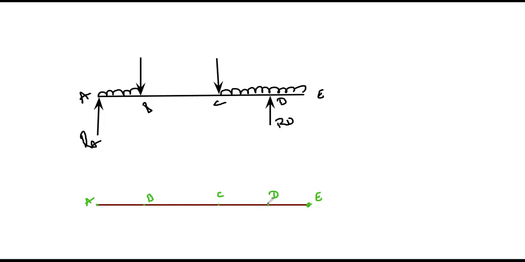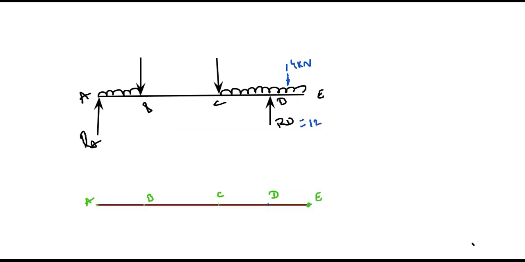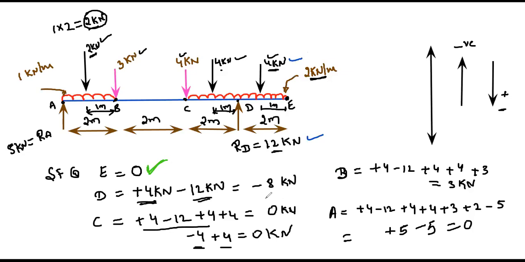At point D, we have a reaction RD as 12 kilonewton, and here we have converted the UDL as a point load, which is 4 kilonewton. Here we have 4 kilonewton and 12 kilonewton. At point D, we have shear force as -8. That is +4 and -12. +4 and -12 will give you -8.